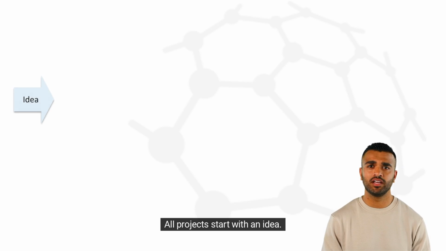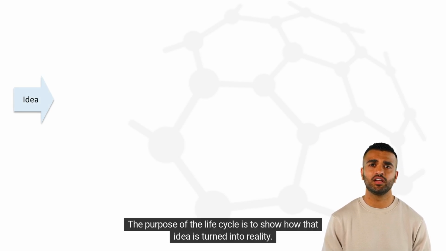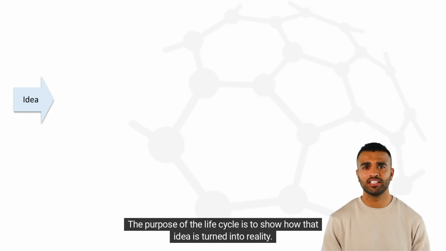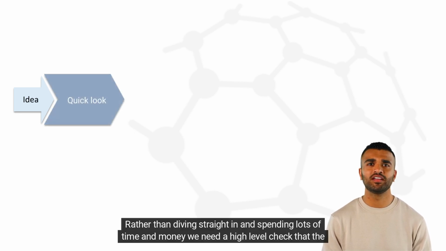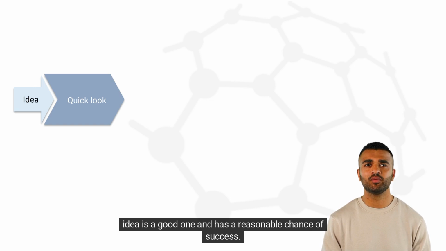All projects start with an idea. The purpose of the life cycle is to show how that idea is turned into reality. The first phase involves having a quick look at what the project will involve. Rather than diving straight in and spending lots of time and money, we need a high-level check that the idea is a good one and has a reasonable chance of success.